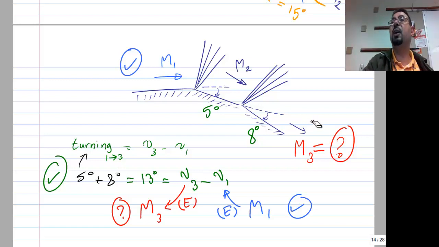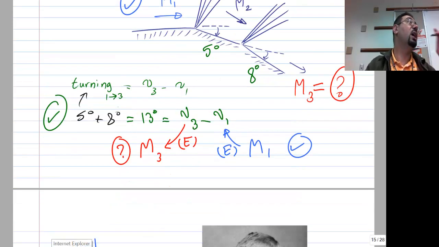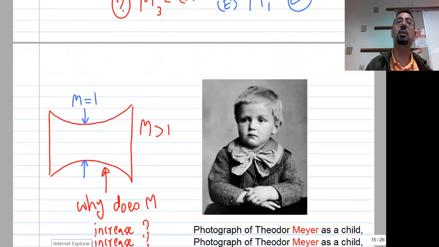But with an expansion fan, it does. So rather than saying, give me the flow after 5 and then give me the flow after 8, you can immediately tell it, give me the flow after 13. So with that 13, you can get this new angle that corresponds to the new Mach number. All right? Does this make sense? Because it's isentropic. The oblique shock wave was not isentropic.